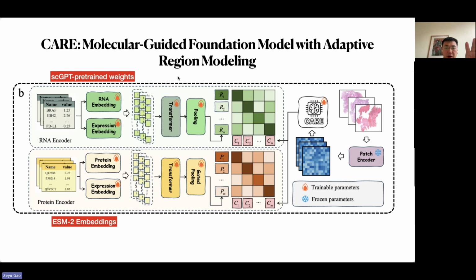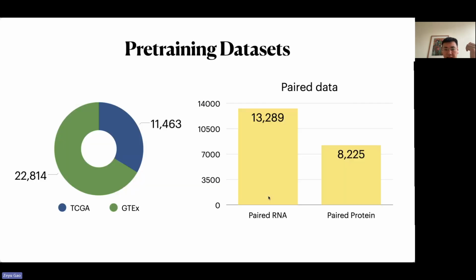And after this design, we also aligned our slide level features with RNA and protein expression. We use single cell GPT as a pre-trained weight to optimize the RNA expression. We use ESM2, which is a protein embedding encoder, to initialize the protein embeddings. So basically, this multimodal align framework is to improve the results at the end.